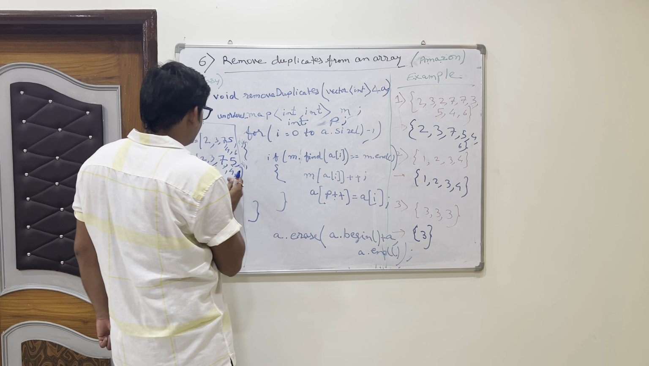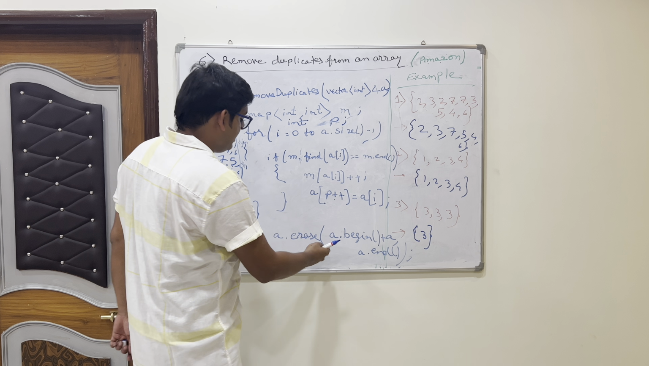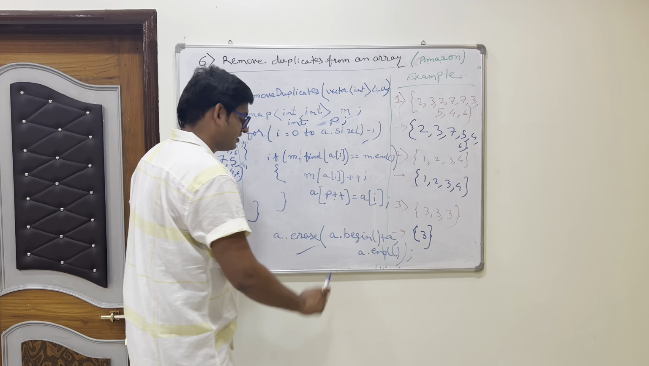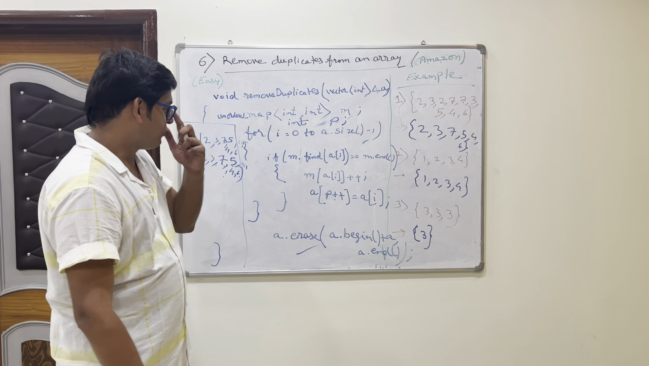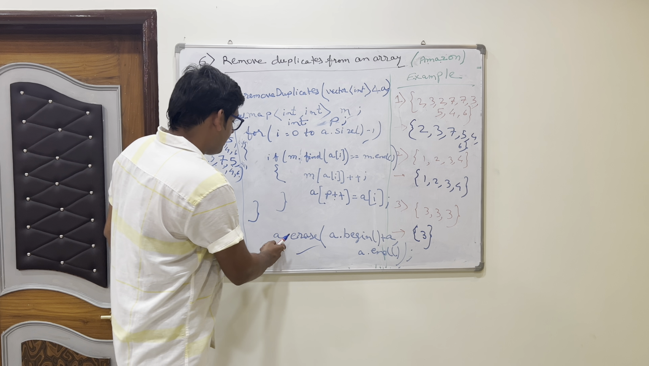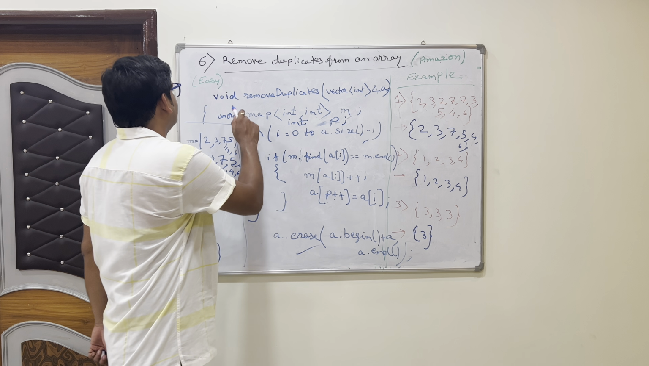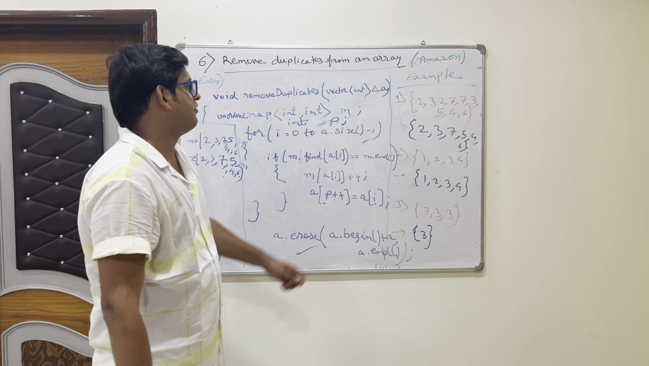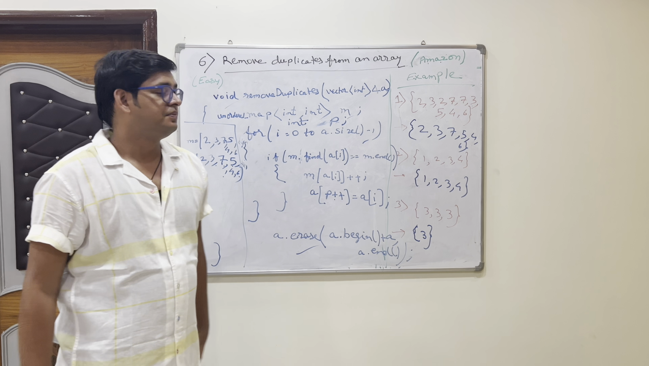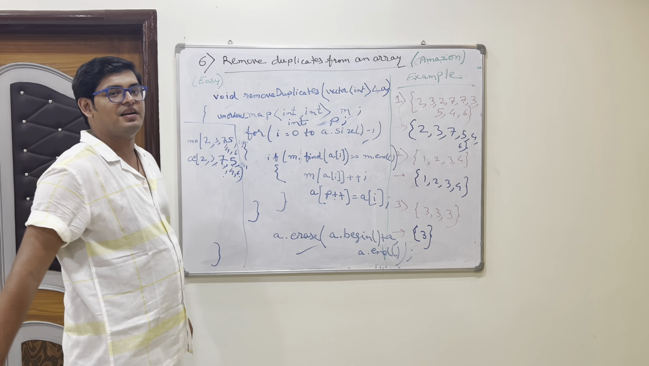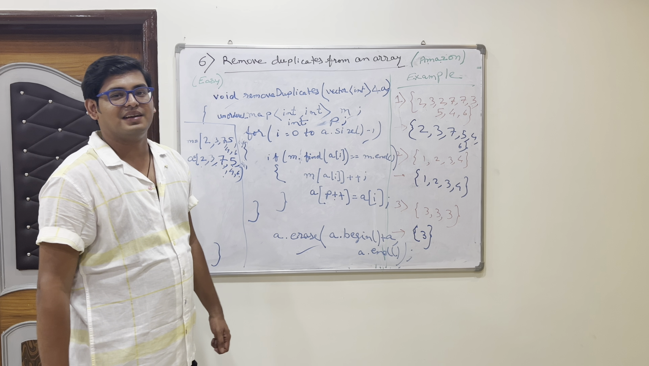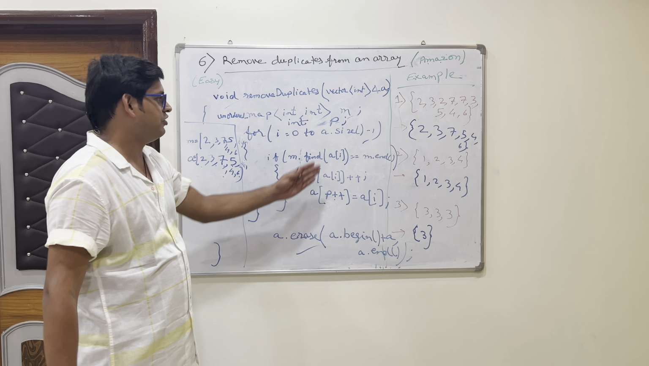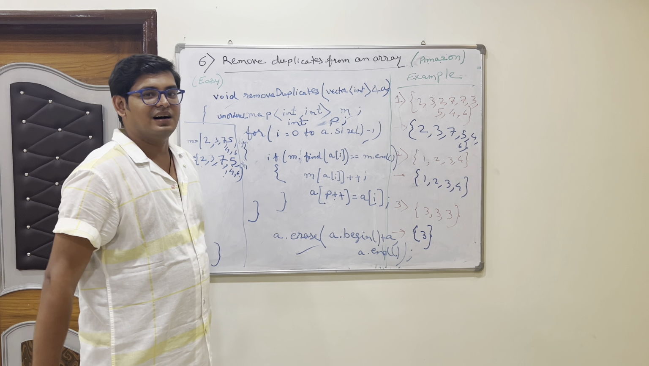And whatever the values that are left in the array, we will erase them by this erase function of vector. So in this way, we will have the updated value of the array. Since it is a void data type, we don't need to return it, we have passed it. So in this way, this problem can be solved in order of n time complexity, and the space complexity will be order of n only.